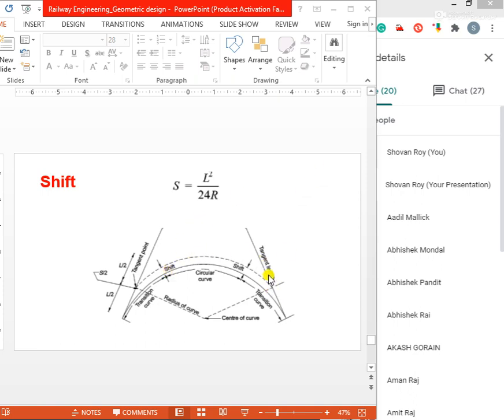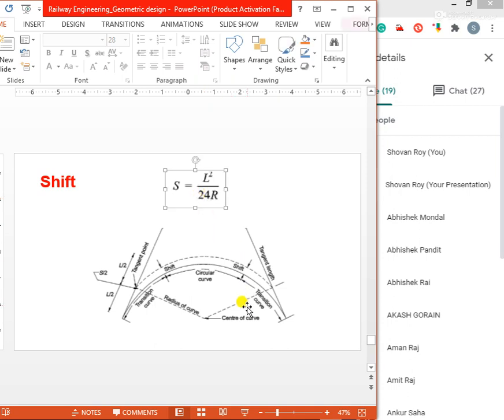Actually, this dotted portion is our circular curve. To fit in the transition curve laid in the shape of a cubic parabola, it is required to move inwards by a measure. This measure is called shift. And the formula of the shift is S equals L square by 24R. This is one of the important formulas.